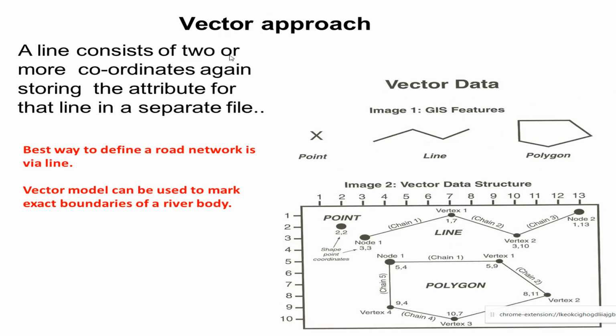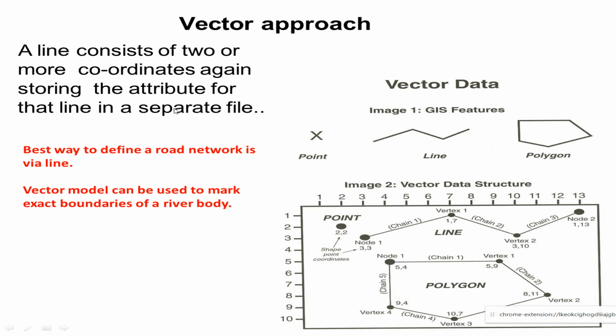So vector approach, a line consists of two or more coordinate points, as I told. Again, storing the attribute for the lines in a separate file. If you see here, point is one value, line is, here it has showed these features, and I am just telling about the point, line, and polygon. The best way to define a road network is via a line.